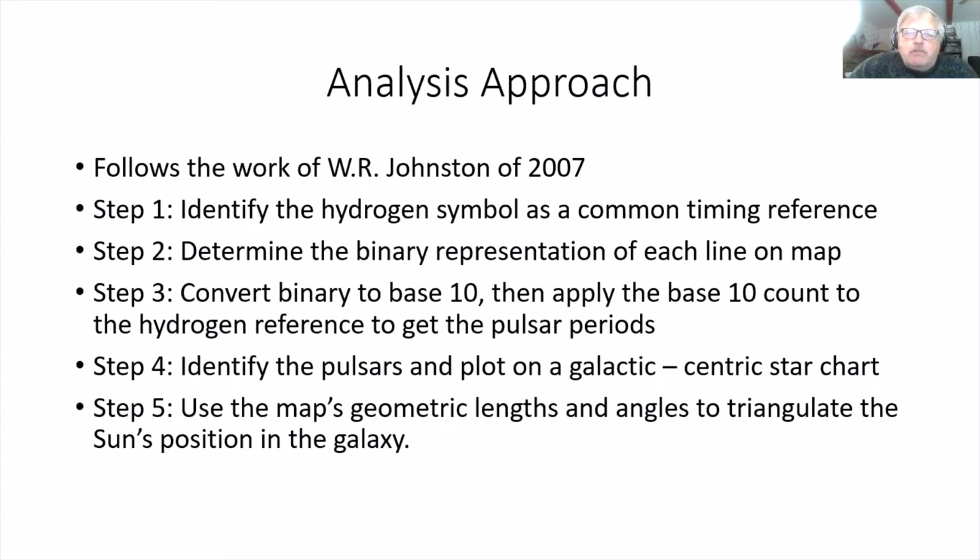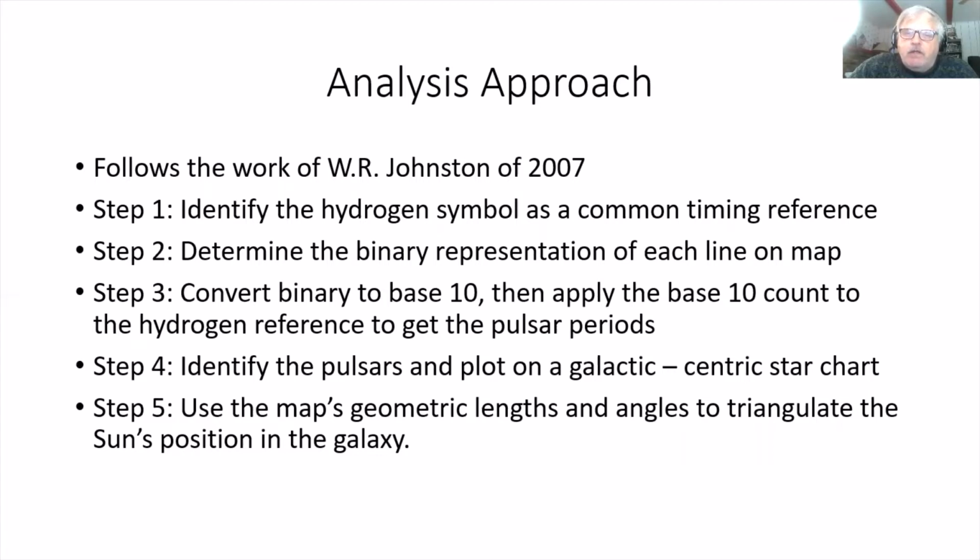So the first step is we're going to define the hydrogen symbol. It's common, and that'll give us a common timing reference. Then we're going to determine the binary representation of each line on the map. We're going to convert the binary to base 10 and then apply these to the hydrogen reference time to get the pulsar periods. From the pulsar periods, we should be able to identify the pulsars that are on the plot.